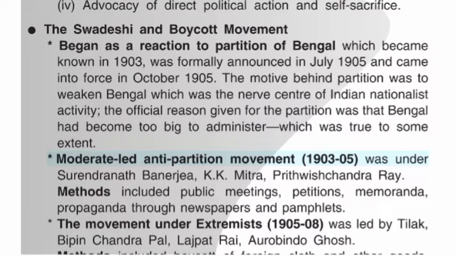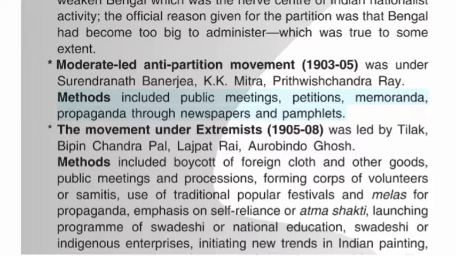The moderate-led anti-partition movement, 1903-05, was under Surendranath Banerjee, K.K. Mitra and Prithvishchandra Ray. Methods included public meetings, petitions, memoranda, and propaganda through newspapers and pamphlets. The movement under the extremists, 1905-08, was led by Tilak, Bipin Chandra Pal, Lajpat Rai and Aurobindo Ghosh.